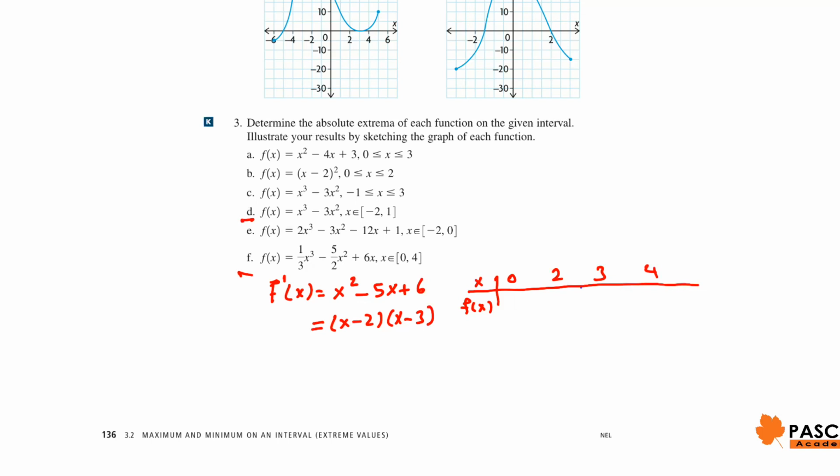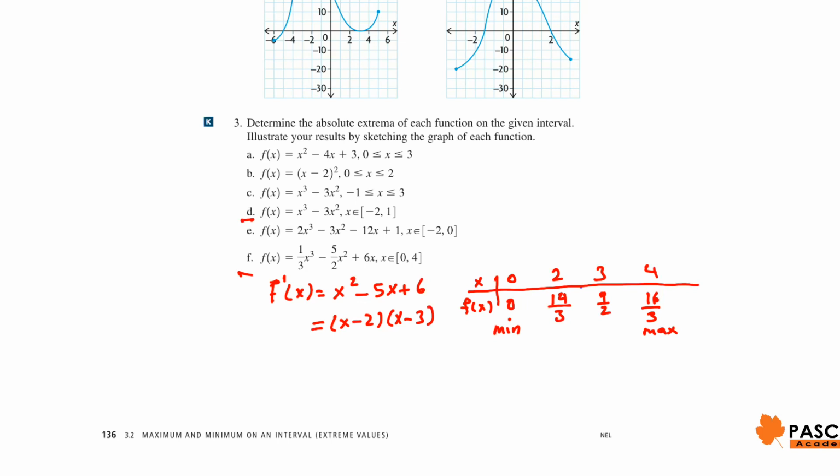f(0) is 0. f(2) is 14/3. f(3) is 9/2. And f(4) is 16/3. The maximum of the function is 16/3 when x is 4, and the minimum of the function is 0 when x is 0, both at endpoints.